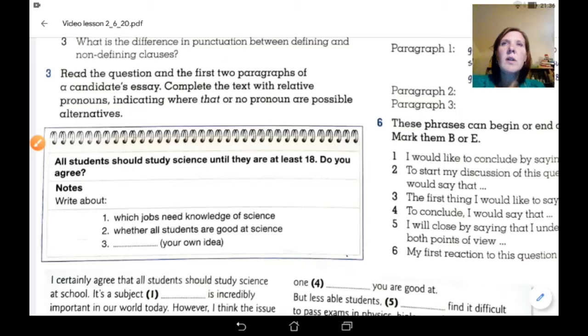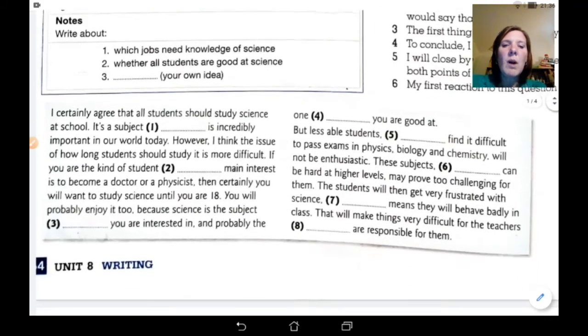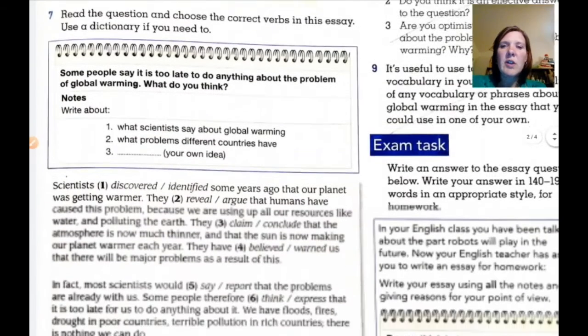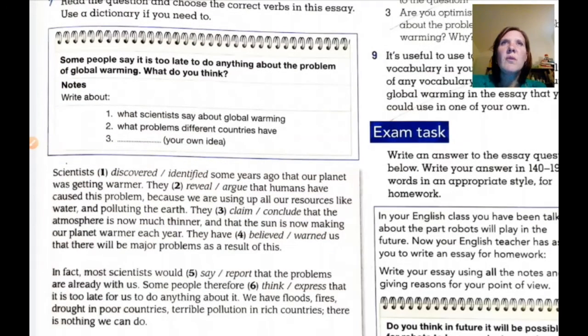Okay, so you don't need to worry about doing the other exercises on this page, on page 64. If you want to, you can have a read. It gives you some more ideas about writing the essay, how to structure the essay. What I want to do is to go on to the next page.